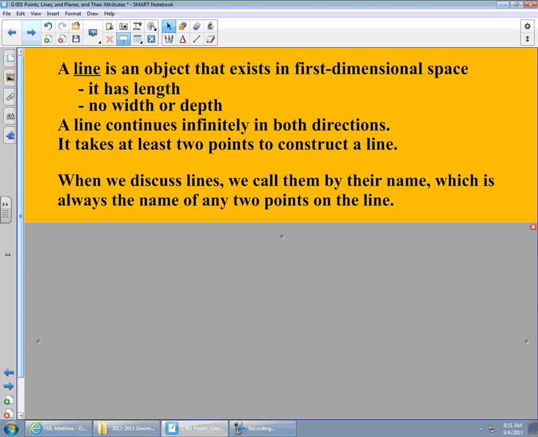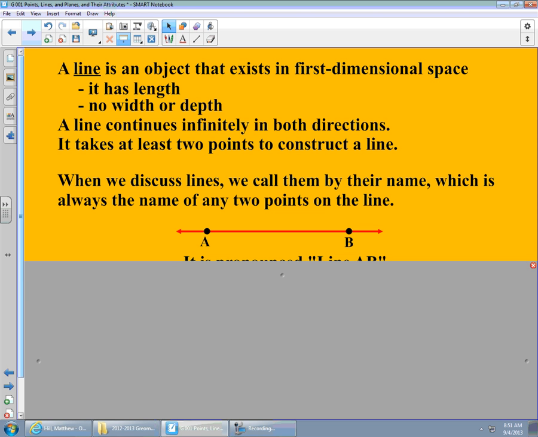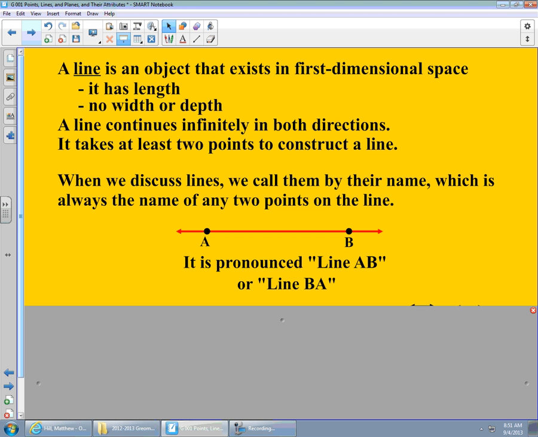When we discuss lines, once again, we will call them by their name, which is always the name of any 2 points that are on the line. Okay, there's what a line might look like. So we said it requires at least 2 points in order to construct a line. So we have 2 on the line. There may be more. It does not matter if there are more. But we describe a line by naming the 2 points and also calling it a line.